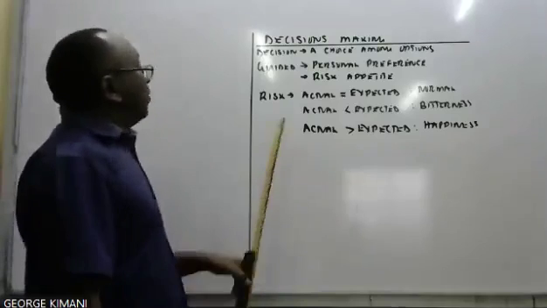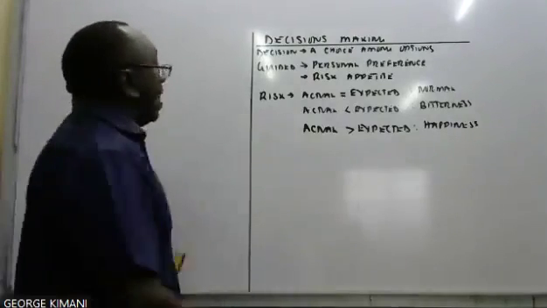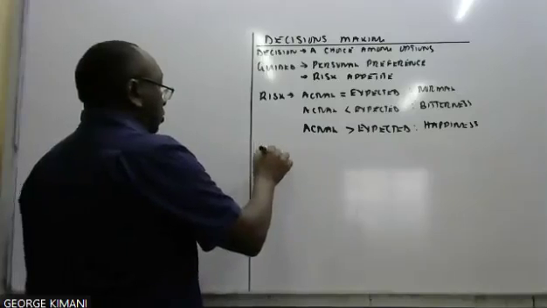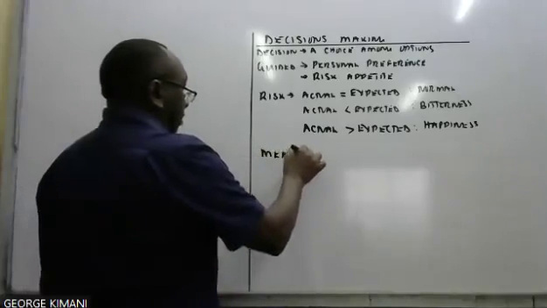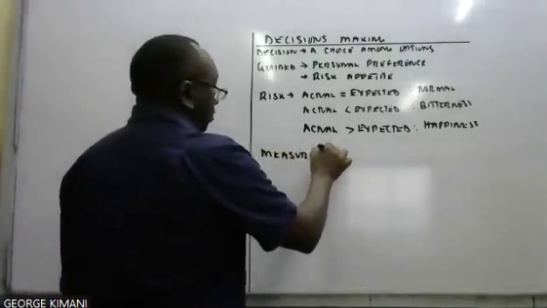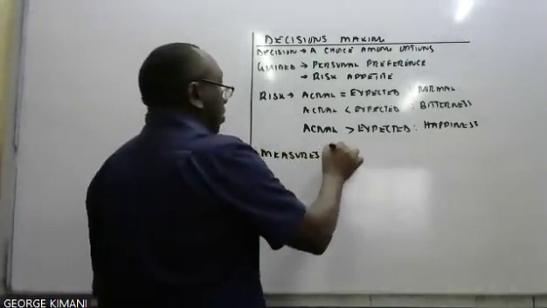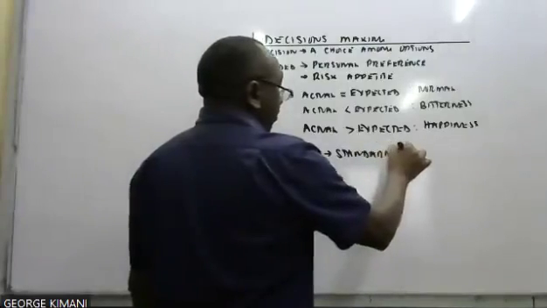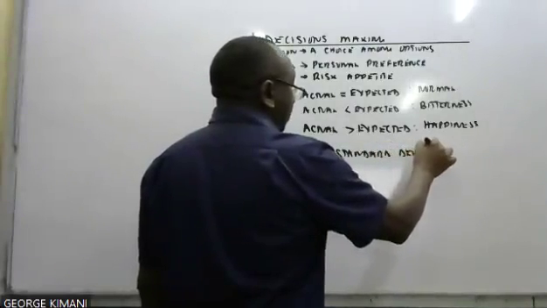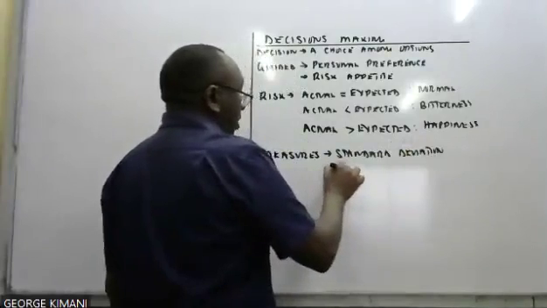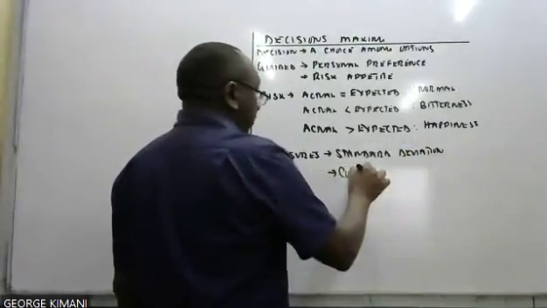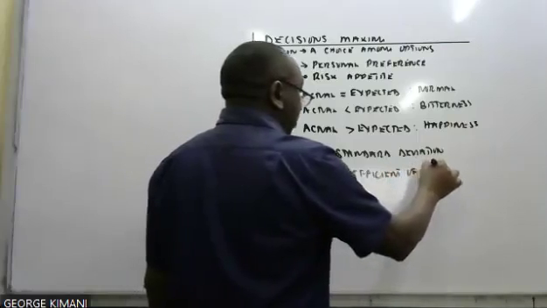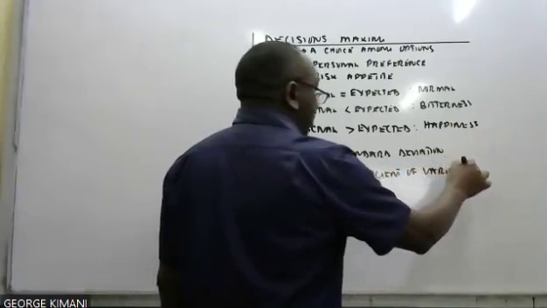Okay, so that is now what we call risk. Now, risk is measured using two parameters. One is called standard deviation. That is the first measure. The second one is called coefficient of variation. Those are the two measures.